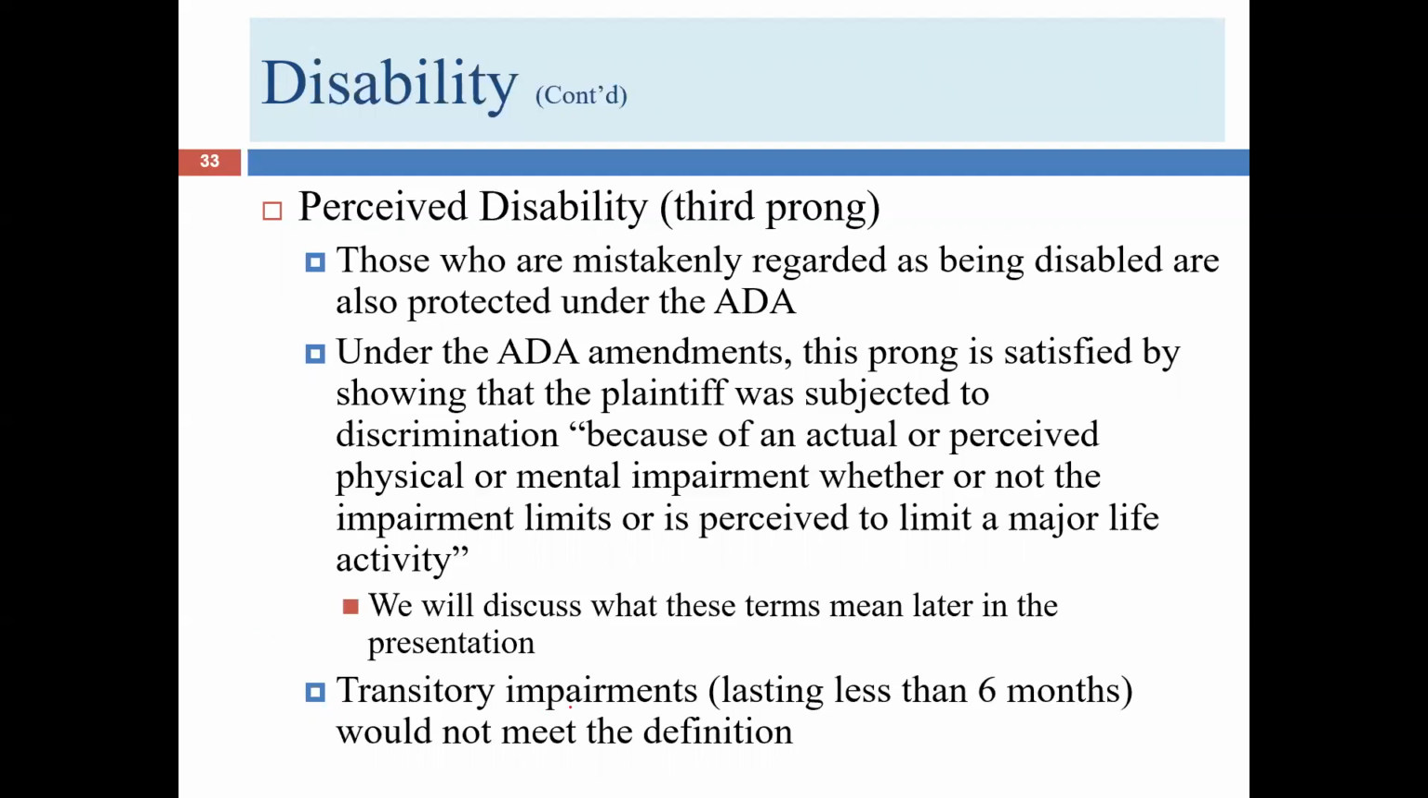We already talked about transitory impairments. Usually we think in terms of something that lasts less than 6 months would not meet the definition. So if an employer says, well, we're going to fire you because you broke your arm, that's not going to be a perceived disability because a broken arm is going to mend in less than 6 months. And so while that employer is not a very nice employer for dismissing someone under those circumstances, the employer has not violated the Americans with Disabilities Act because they haven't perceived him to be disabled. They've just perceived him to have a broken arm. Well, a broken arm would be a transitory impairment, and so that would not meet the definition of a disability.